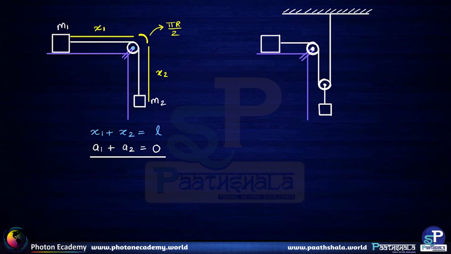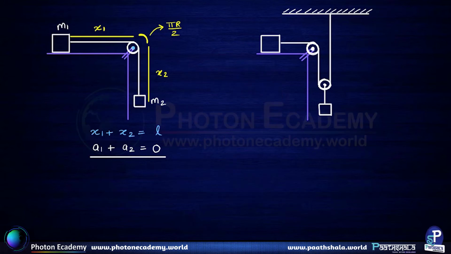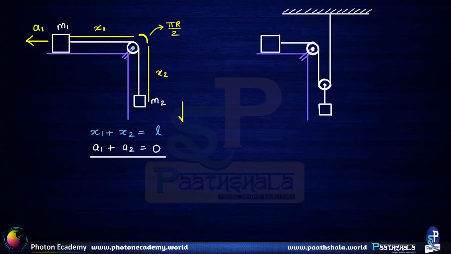So here the interesting point is, when we use the method of differentiation, we have to assume that both the accelerations are going away from the rigid support. So we have to assume the accelerations of m1 and m2 to be such that both of them go away or both of them come towards. I am assuming both of them are going away. So this is how the accelerations are.